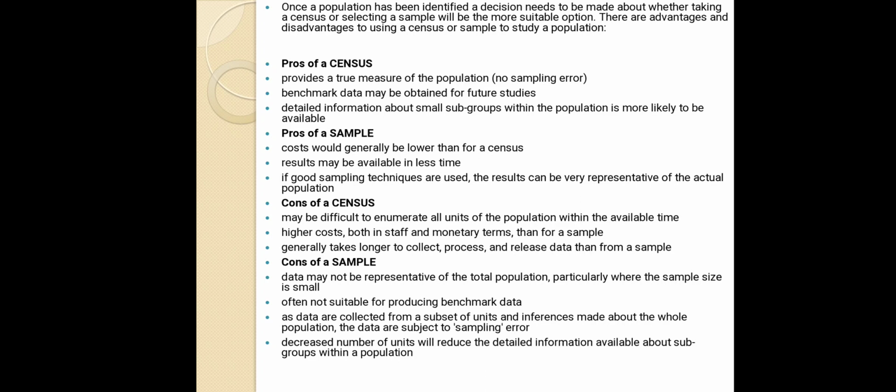Consequences of census: it may be difficult to enumerate all units of the population within the available time. Higher costs both in staff and monetary terms than for a sample. Consequences of a sample: data may not be representative of a total population, particularly where the sample size is small.